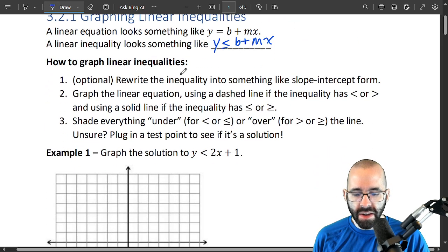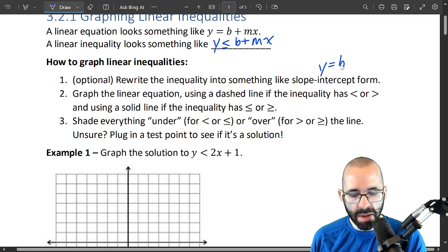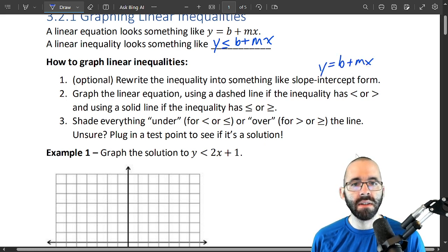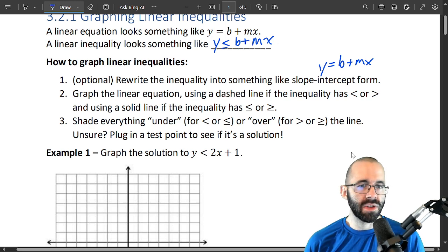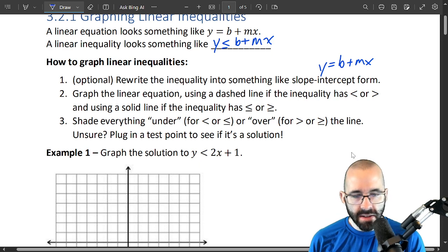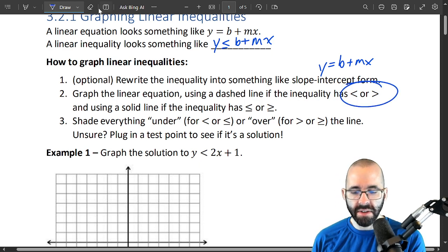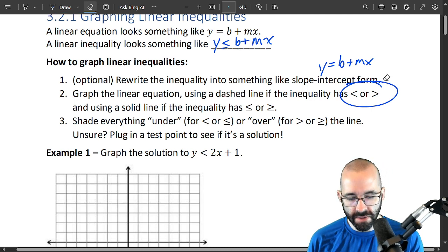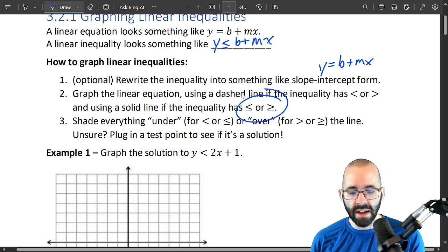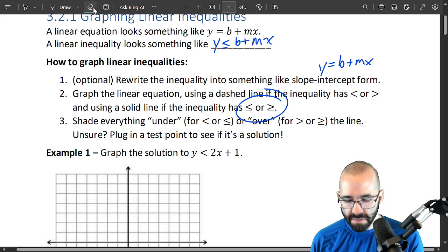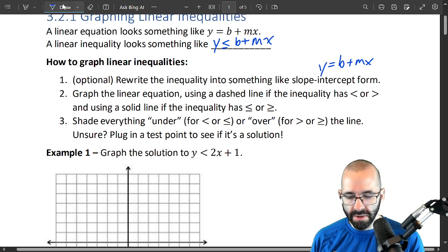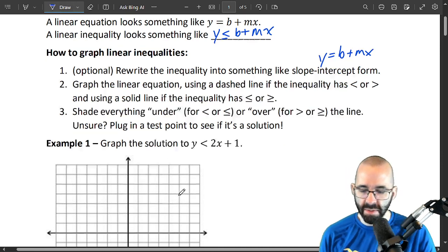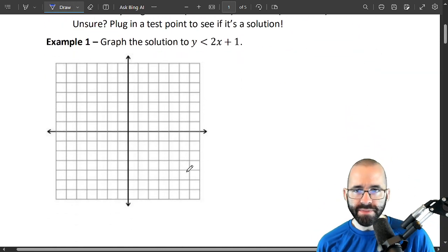So graphing is basically going to be the same. Maybe we put things in slope-intercept form. That's y equals b plus mx. And then we'll just graph the linear equation like we've done before. Now, we'll sometimes use a dashed line. We'll use a dashed line if there's no equal sign, if the line is not included. And we'll use a solid line if that line is included. And then we'll just shade everything above or everything below, and we can test some things out. So let's do that here.